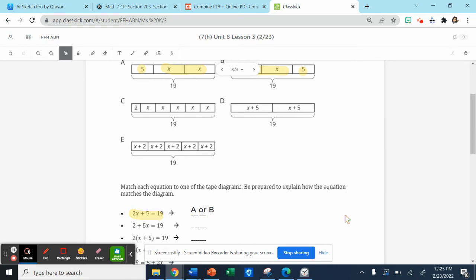In the second bullet point, I have 2 plus 5 x's equals 19. And so I'll want to look for a diagram where I'm adding 2 and 5 x's. In diagram C, I can see that I'm combining 2 plus 5 x's, which means that my diagram represents the equation 2 plus 5x. That's diagram C.